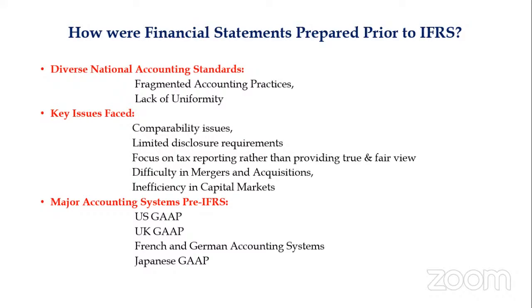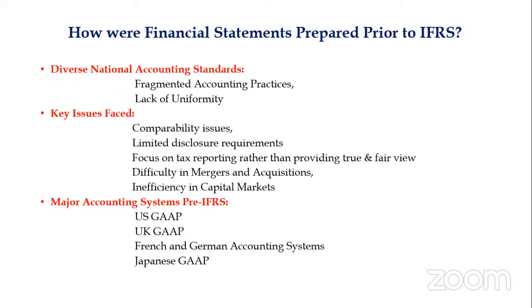Again, Japanese GAAP was there. So this is the background, how the financial statements were prepared prior to IFRS. Every country was preparing its financial statements as per its national accounting standard. Because of this, there was a lack of uniformity, transparency was not there, accountability was not there. So these are some of the problems which we faced.